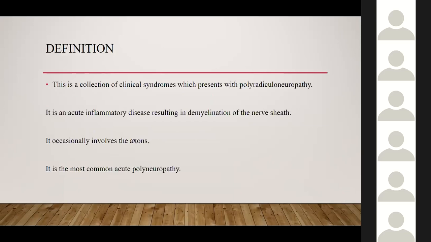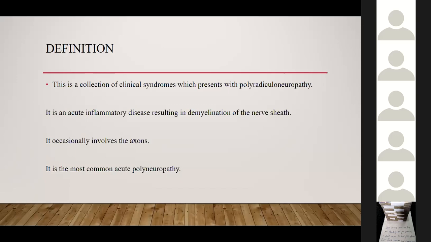So what is Guillain-Barré? Once we are talking about Guillain-Barré, we say that it's a clinical syndrome. It means it's a constellation of signs and symptoms, and it presents as what we call a polyradiculoneuropathy. So what does a radiculoneuropathy mean?